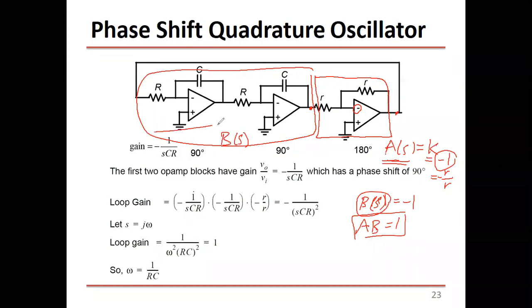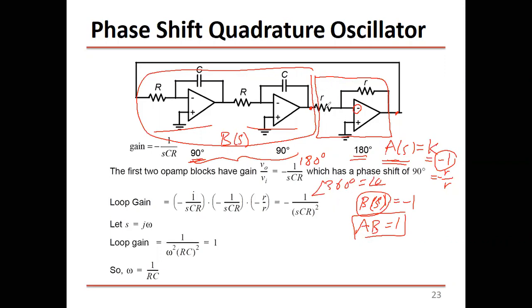We have here two low pass signals, or two phase shift signals. Each one has a gain of -1 over SCR, which gives 90 degrees. So this one has a 90-degree phase shift and a gain of 1, and this one has a 90-degree phase shift and a gain of 1. So by adding these two circuits in series, you are creating a total phase shift of 180 degrees. So 180 degrees here, which is a -1, and 180 degrees here, which is a -1, gives you 360 degrees, which is 0. Okay, so angle 360 means angle 0.